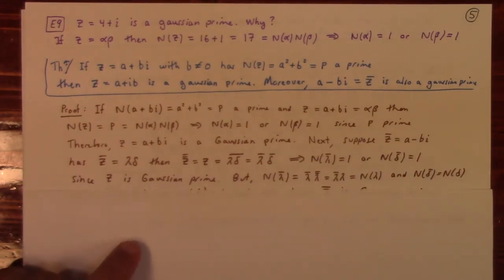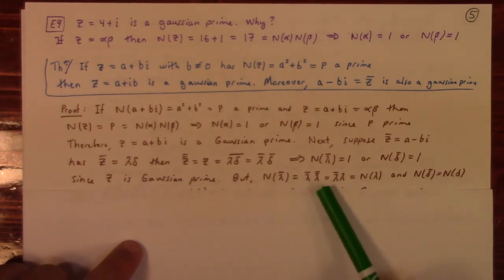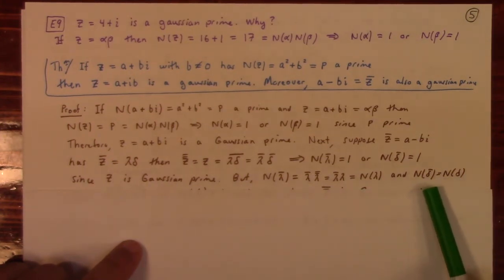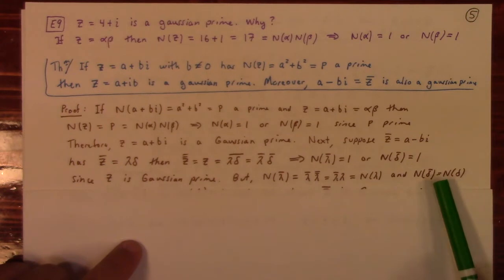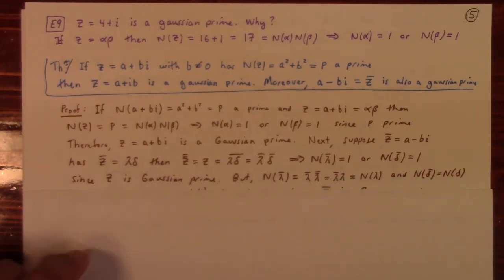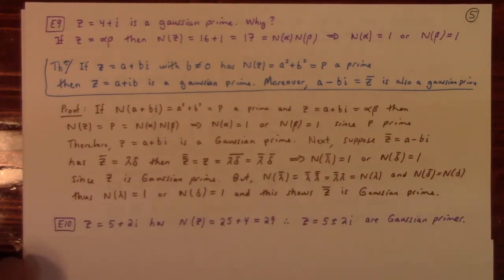But on the other hand, we can also prove that the norm of lambda bar, which by definition is lambda bar bar, which is lambda bar lambda, which is the norm of lambda. And likewise, the norm of delta bar is the norm of delta. So what did we get? Well, we got that the norm of either lambda or delta was 1, which is to say that z bar is also a Gaussian prime. So that's kind of nice.